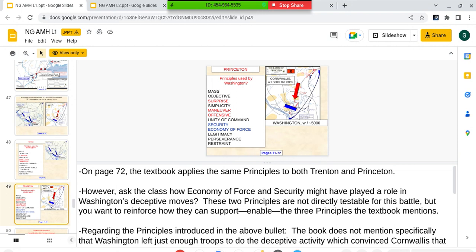At Princeton, they used economy of force and security. But what's really important to understand is that they also used, again, surprise, maneuver, and offensive. After they beat the British at Trenton, they pursued them again all the way up to Princeton. This was another surprise because they attacked in the morning, and that's not what the British were used to. They weren't expecting it to be early in the morning. The British lost 3 of their regiments, which meant they lost a lot of people. They got really weak because of this attack.